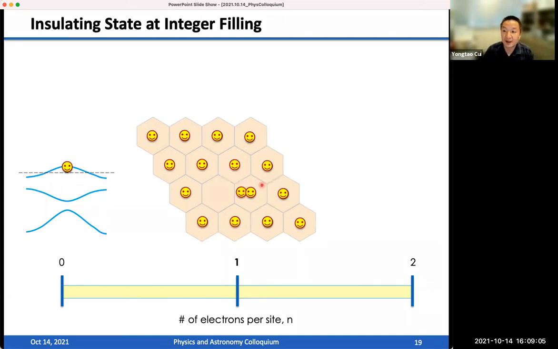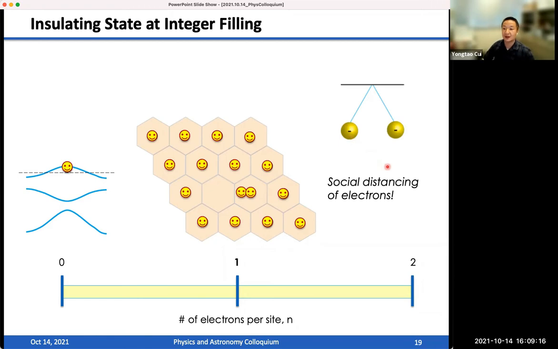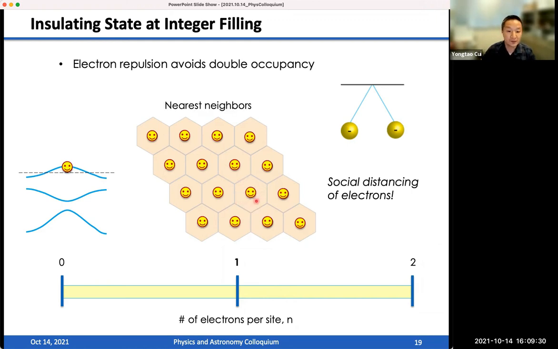But now if we increase the electron interactions, we know that electrons have negative charges, so they will repel each other. They actually prefer to stay at a distance away. This is kind of like imposing social distancing on all the electrons. When 2 electrons are nearby each other, they become rather unhappy, right? They will repel each other, so it will cost additional energy if you want to put 2 electrons within the same unit cell. Therefore, they'd rather stay at the nearest neighbors, and that actually becomes a stable state. All the electrons are locked in their unit cells, so they cannot move around. So it becomes an insulator at this half filling.